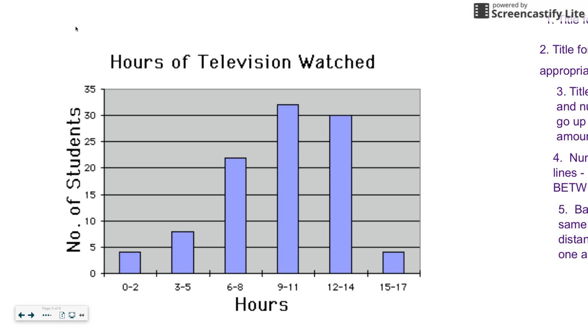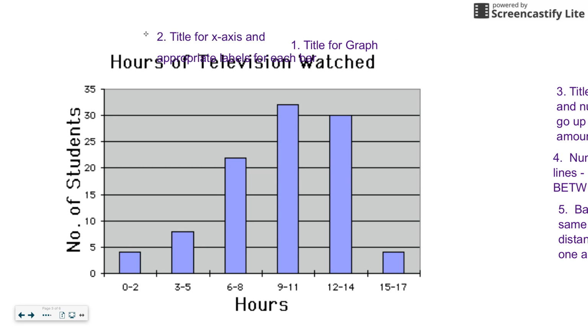In this video, we're going to look at the parts of a graph. In this case, we're looking at a bar graph, but the ideas hold for most types of graphs. So the first thing you want to make sure is that you always have a title for your graph. So in this case, it's called hours of television watched.